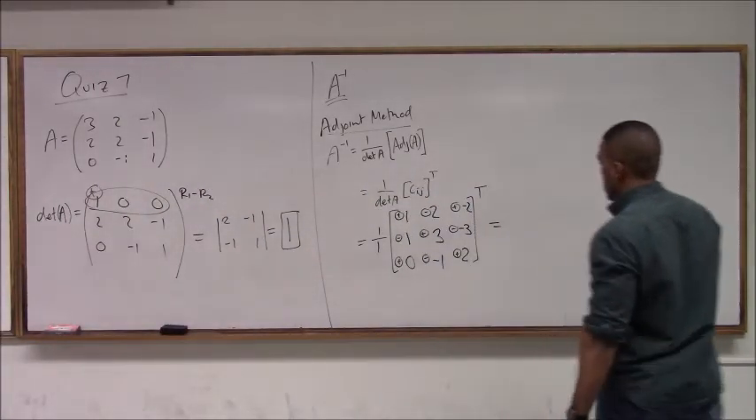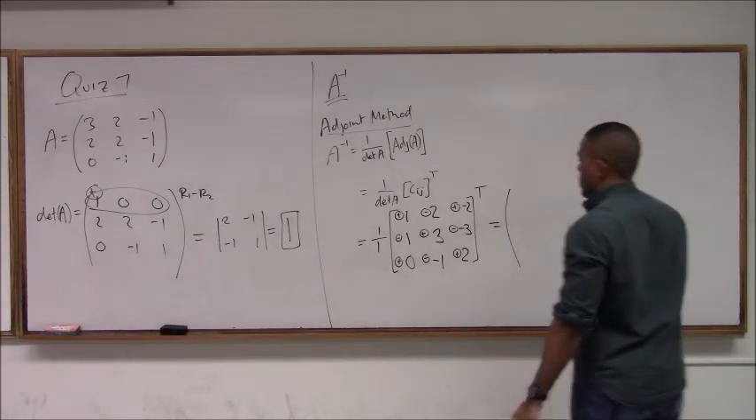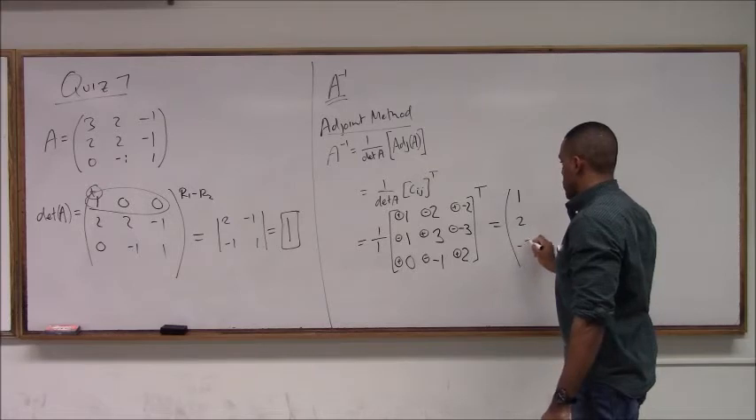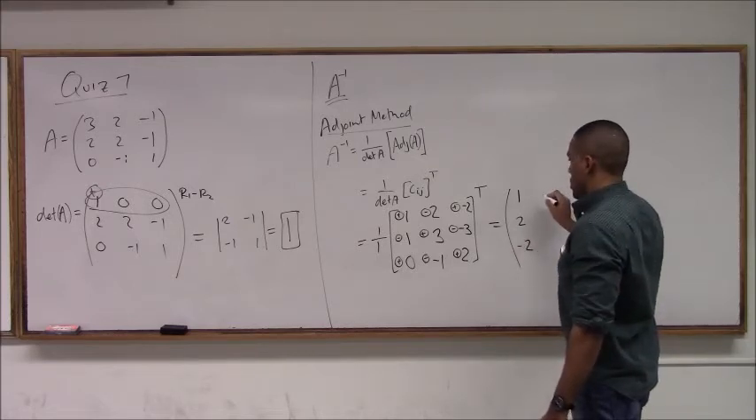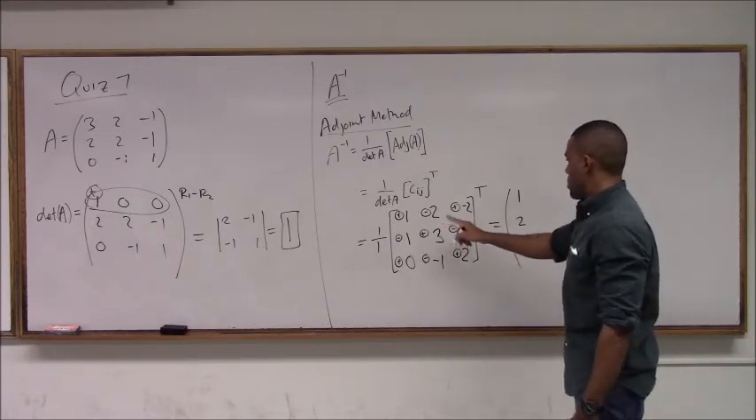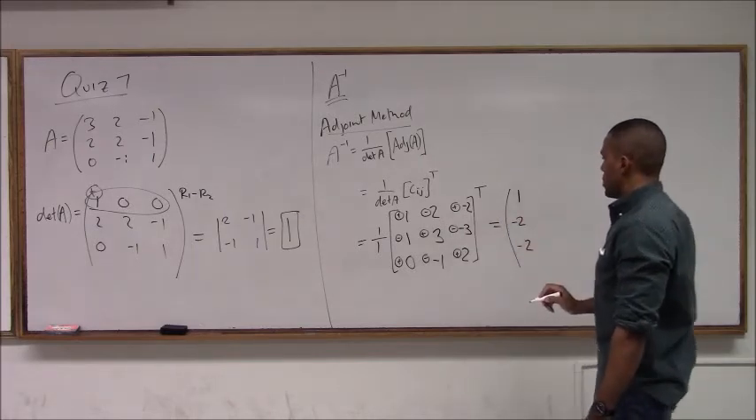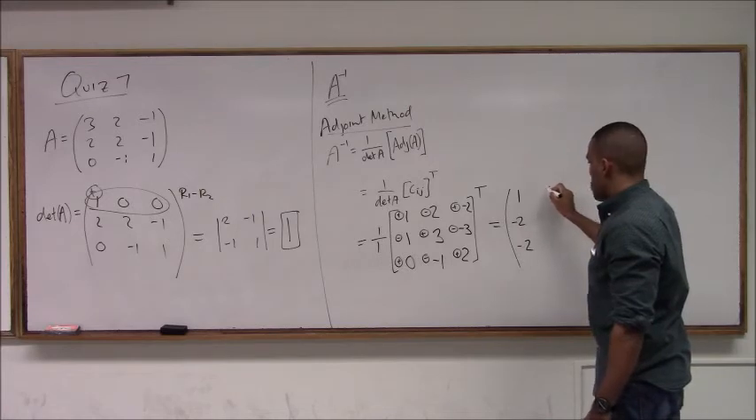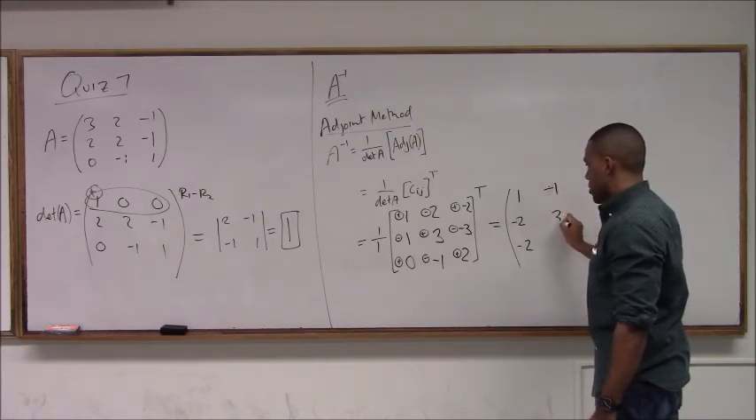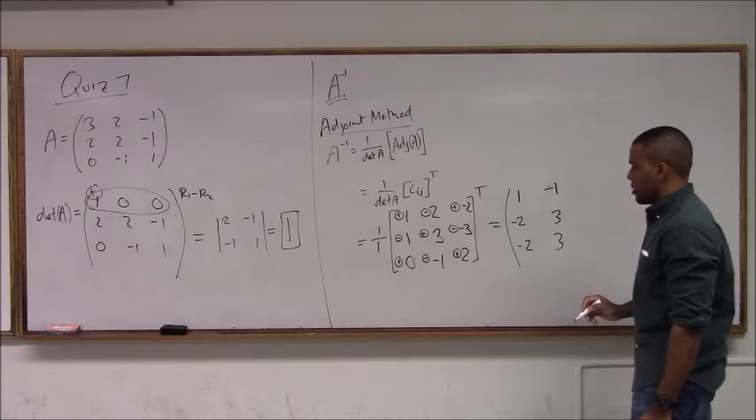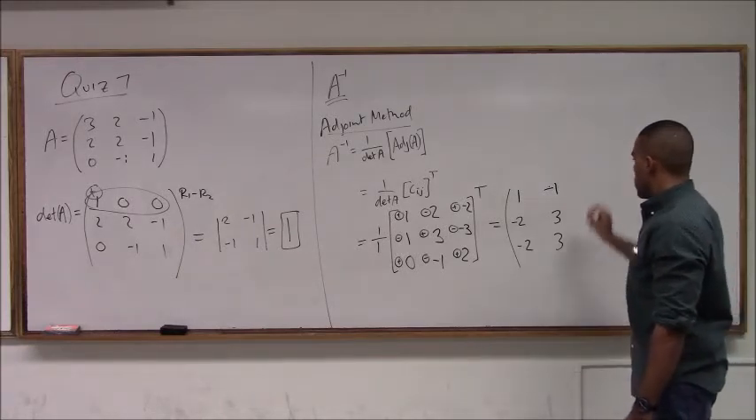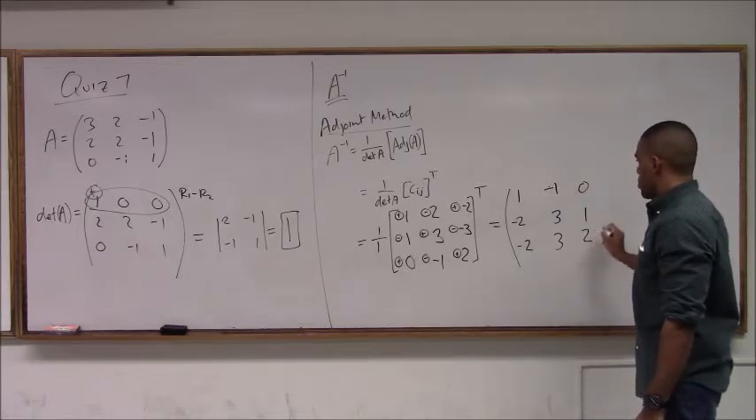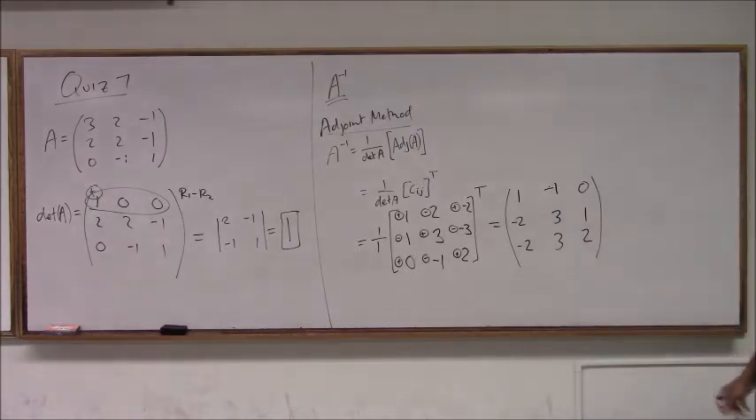So you apply the signs and take the transpose, and so the first row becomes the first column. Minus 2, negative 2. This one, so that's minus 1, positive 3, positive 3. And then in the last one we have 0, positive 1, positive 2. So that would be the A inverse.